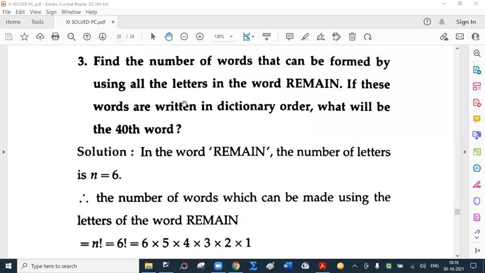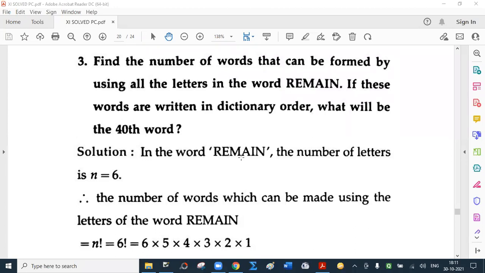Now we'll discuss that sum. Third one, find the number of words that can be formed by using all the letters in the word REMAIN. If these words are written in dictionary order, what will be the 40th word? I hope you know that in a dictionary, arrangements are done according to the serial order of the letters of the word: A, then B, C, D, etc.